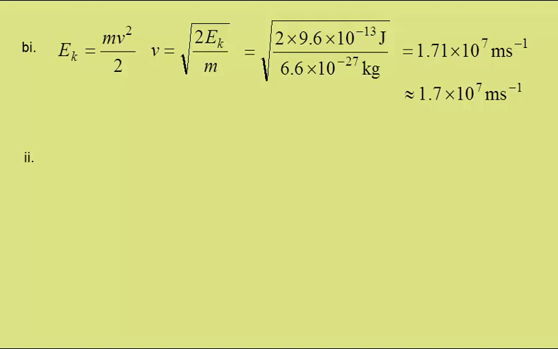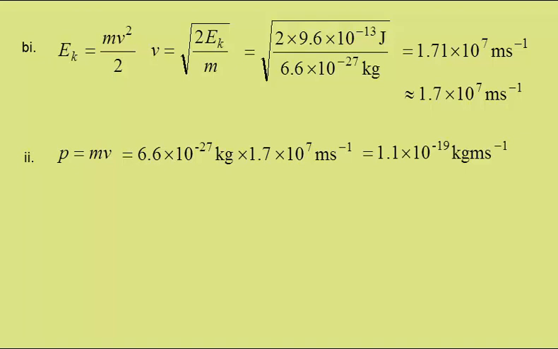In part 2, we need to find the momentum of the alpha particle. Well, momentum is mass times speed, and putting in the values gives 1.1 times 10 to the minus 19, the units being kilogram meter seconds to the minus 1.